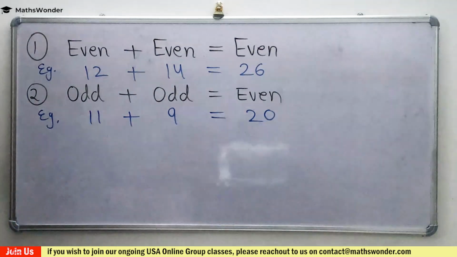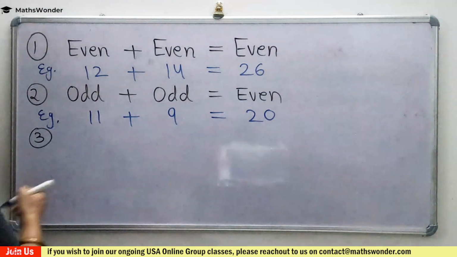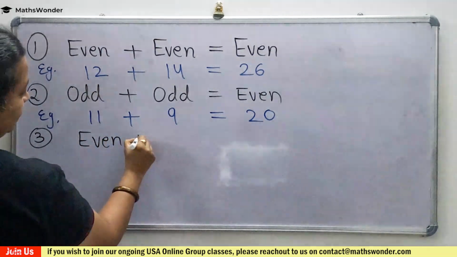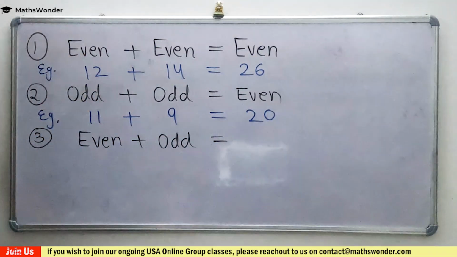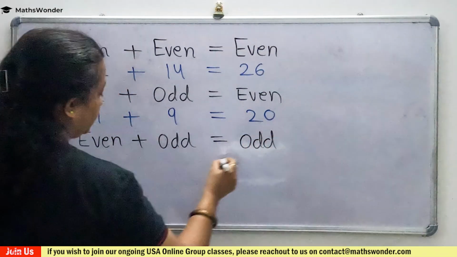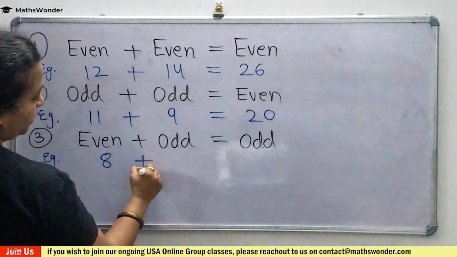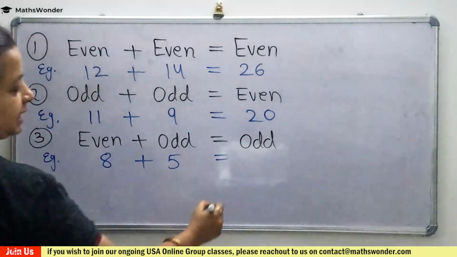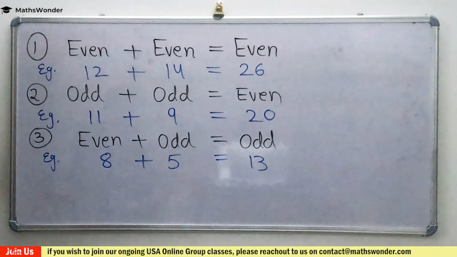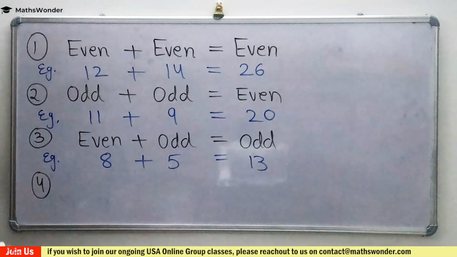Now the third: the sum of an even and an odd number is always an odd number. If an even number is added with an odd number, then it will always give an odd number. For example, 8 plus 5 gives 13, which is odd. Any confusion?